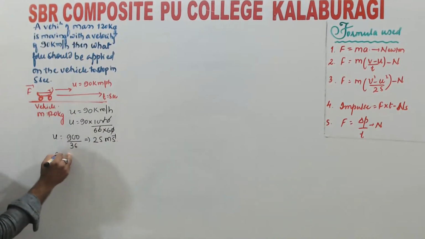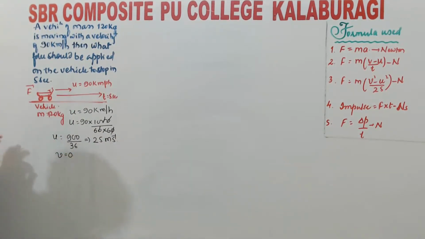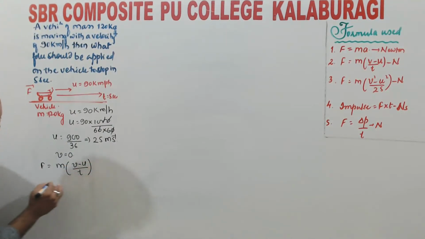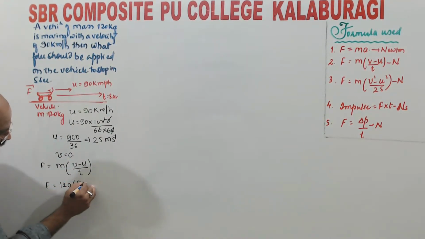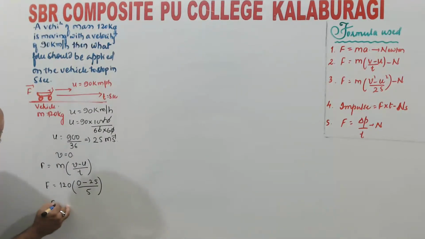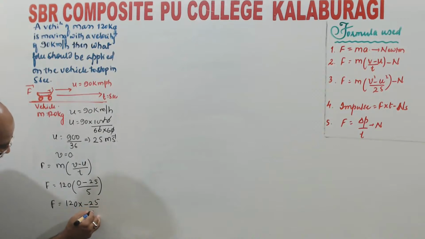Then what is the final velocity? It comes to rest, that is 0. We know the formula. Use the second formula for this. Once again, F equals mass into (v minus u) divided by t. The mass of the given vehicle is 120 kilogram. Final velocity 0, initial 25, divided by the time taken to stop, 5 seconds. So force equals 120 into minus 25 divided by 5. 5 ones are 5, 5 fives are 25.